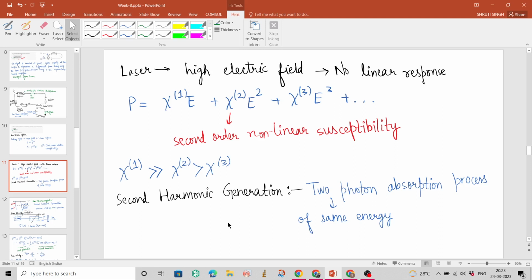So these methods are used for up conversion. We are using lower wavelength, low energy photons to create higher energy. So in this way these methods are useful.